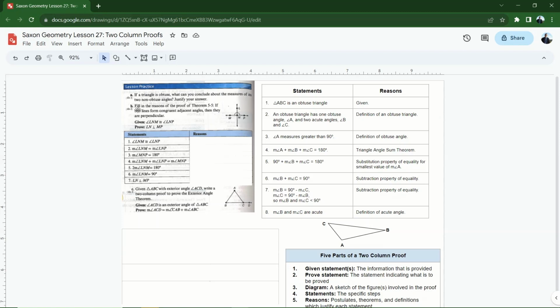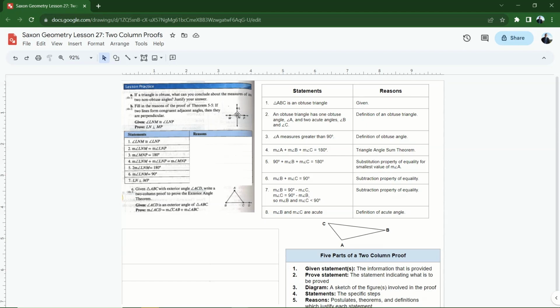Let's go ahead on to this next one. Fill in the reasons for the proof of Theorem 5.5. In Theorem 5.5, we learned that if two lines form congruent adjacent angles, then they are perpendicular lines. So my givens are that angle LNM is congruent to angle LNP.